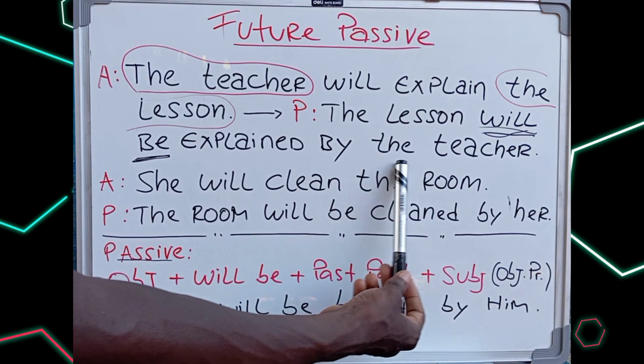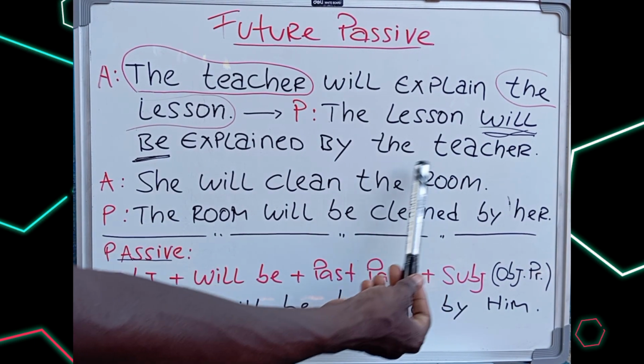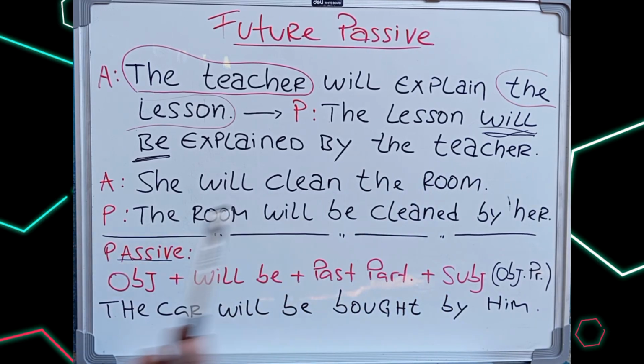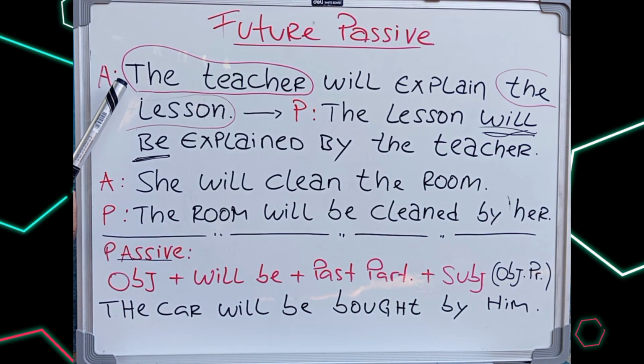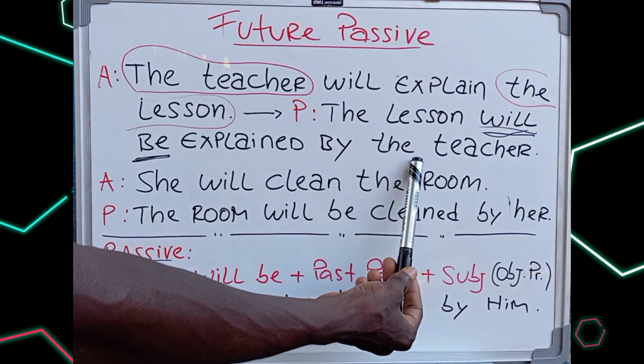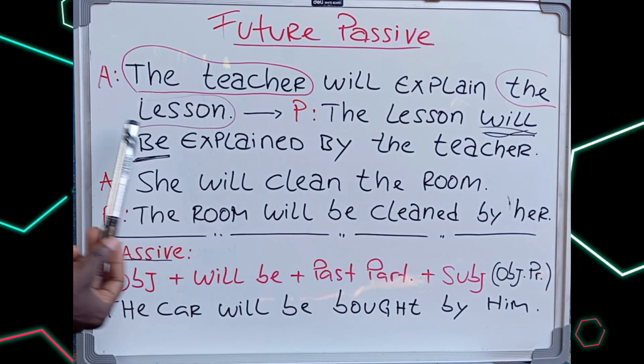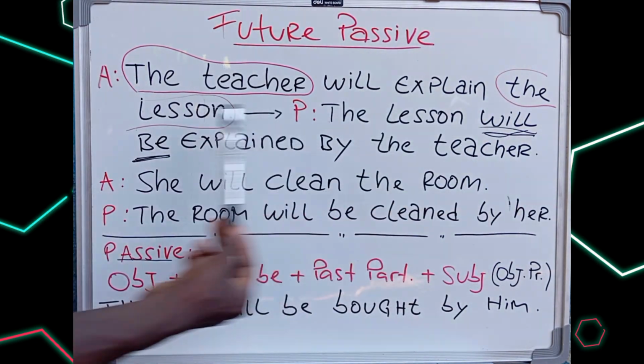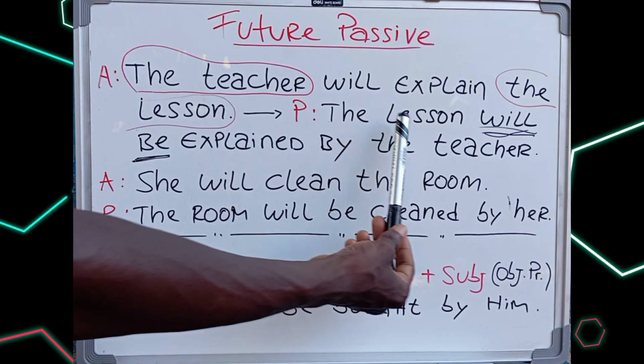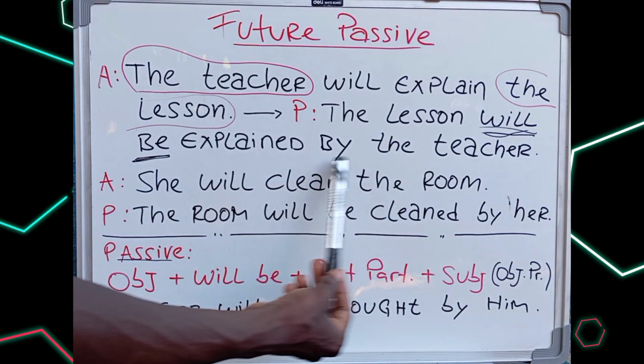As you can see, we have here the teacher at the end of the sentence. Here it is at the beginning, it is the subject. Here it's not the subject again, it's at the end. We start the sentence with the object. The lesson comes here. The lesson will be explained by the teacher.